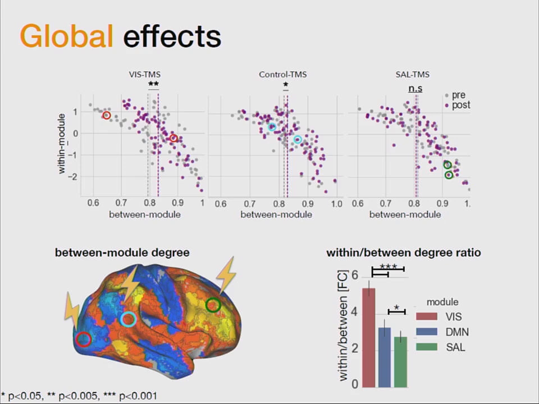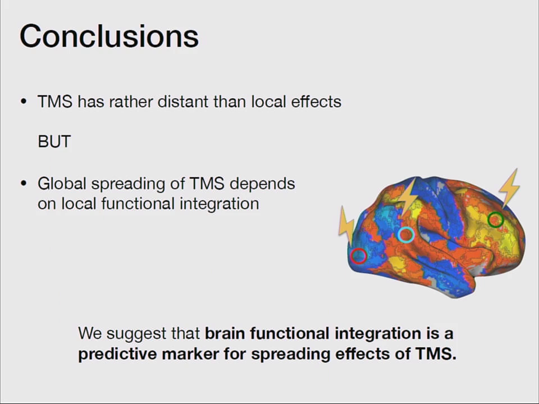So in summary, or to conclude, TMS has rather distant than local effects, but the global spreading of TMS depends on local functional integration. Therefore, we suggest that brain functional integration is a predictive marker for the spreading effects of TMS.